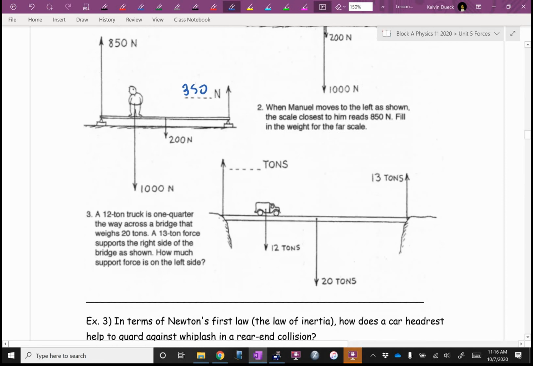You can use this also to look at how bridge design is made. The total force down on this bridge is 12 tons from the truck, 20 tons from the bridge, 32 tons. If this bridge support is pushing up with 13 tons, how much must this bridge support be pushing up with? Got to be 19 tons. Has to be. Newton's first.